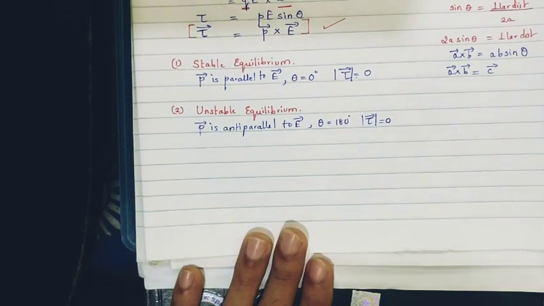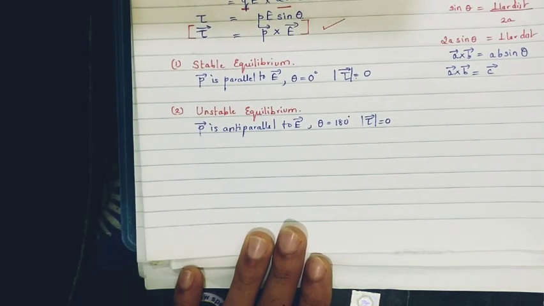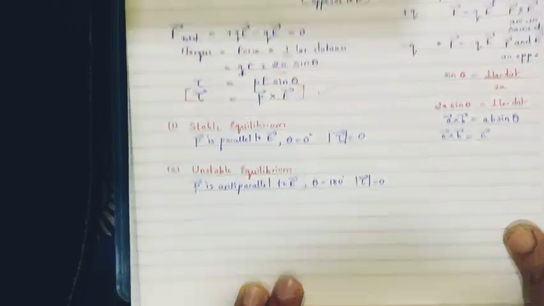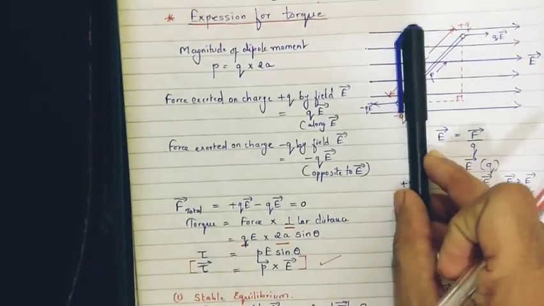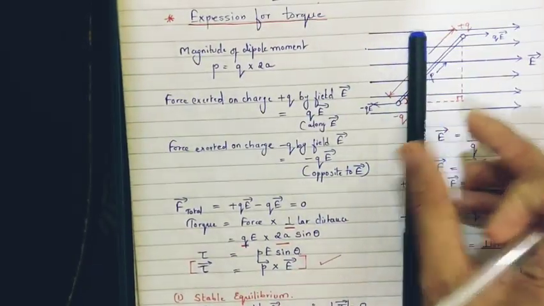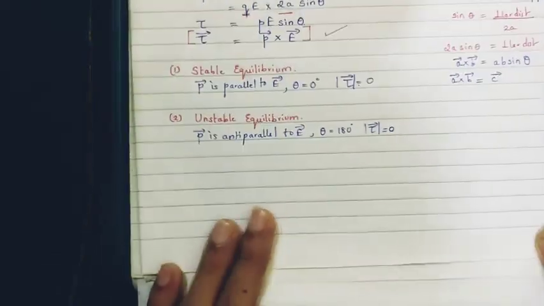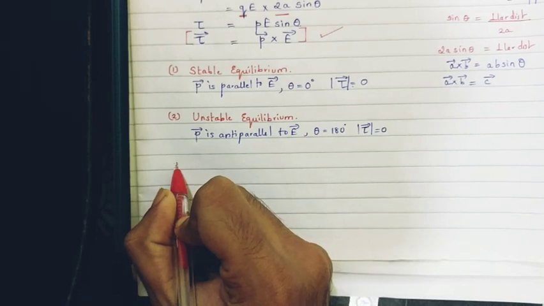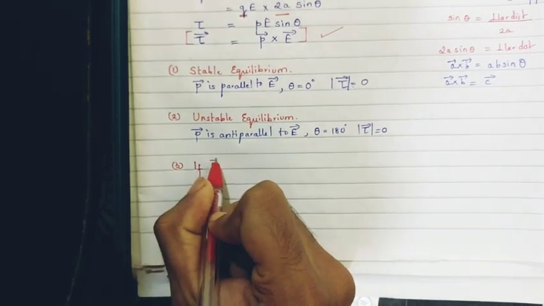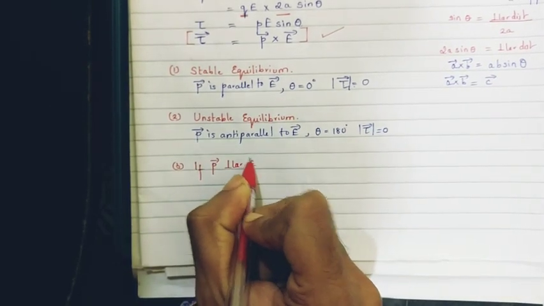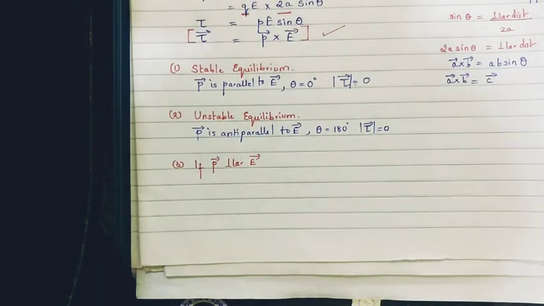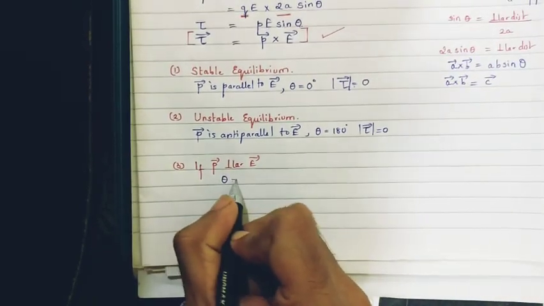The third point here is what will happen if P is perpendicular to E. For example, P is like this, or P is like this, perpendicular to E. P is this way and E is this way. What will happen in that case? If P is perpendicular to E, what will theta be? Theta is going to be 90 degrees.